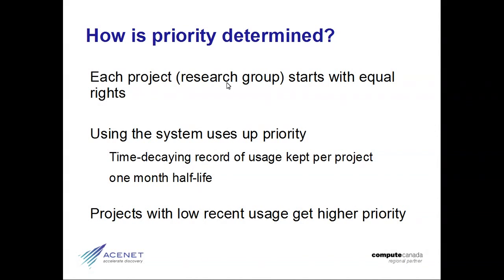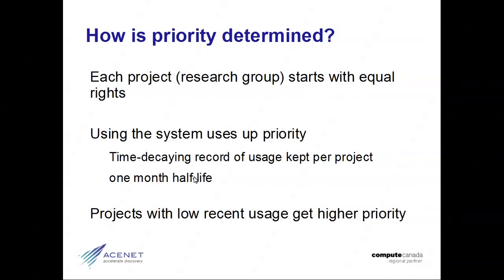The bit at the top about each group starting with equal rights is also modified by things like allocations. Compute Canada's new policy, well, it's not new policy, it's several years old now, is that something like 80% of the CPU time on new Compute Canada systems is going to be actually assigned to allocated projects. So this, every research group starts with equal rights, is not a very good first approximation, but that's the design intention of the system.